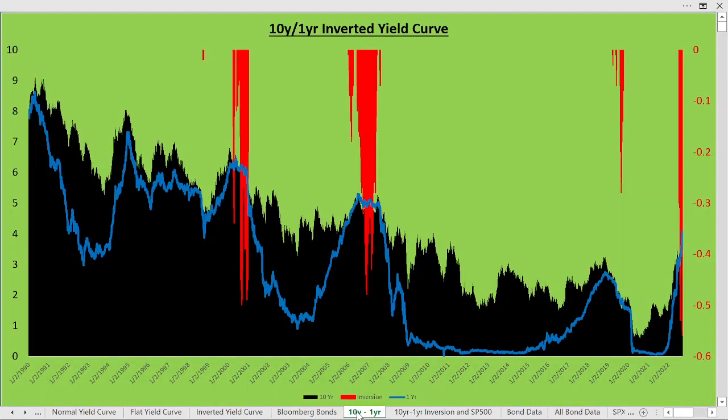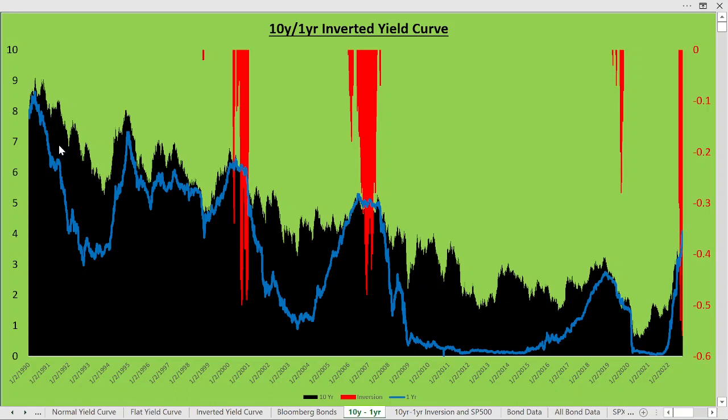Well, take a look at the 10-year versus 1-year comparison. This is a very popular combination among analysts that watch the bond market. They compare the 1-year to the 10-year and oftentimes the 2-year to the 10-year. Well, the black area chart over here represents a 10-year bond.